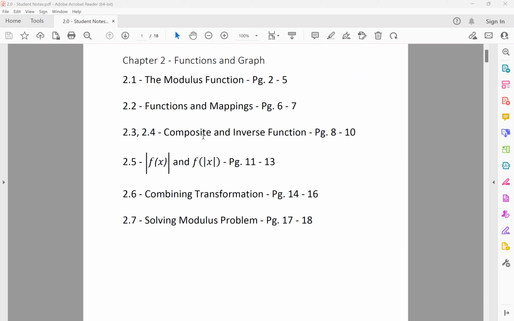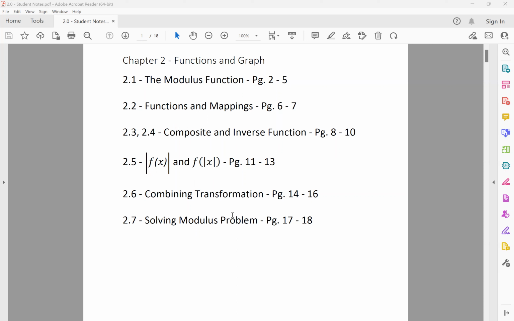And then we do a bit of recap on composite functions and inverse functions, and then we're going to apply what we learned about range and domain to the composite and inverse functions. Then we look at the graphs of the modulus function. We're going to learn how to combine all kinds of transformation, including the ones in Pure 1.